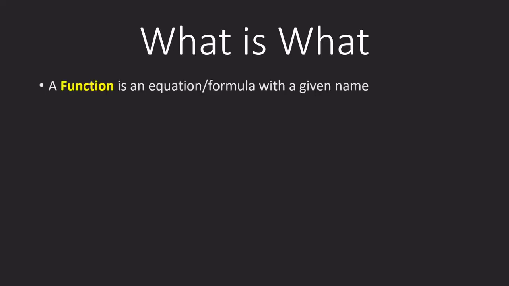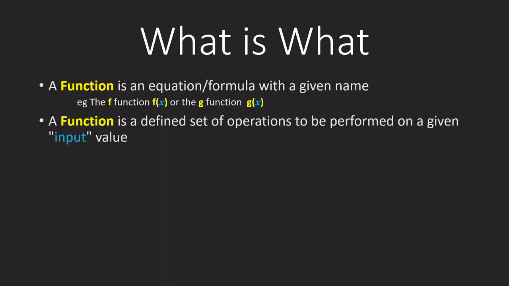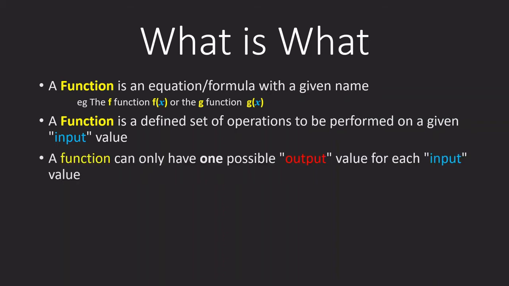A function is like an equation or a formula with a given name. So for example, you might see function f or f of x, or function g or g of x. Really, we can use any letter we like to name a function, and we put input values, such as x or some number, into the function to find the output values. A function is simply a defined set of operations to be performed on a given input value.